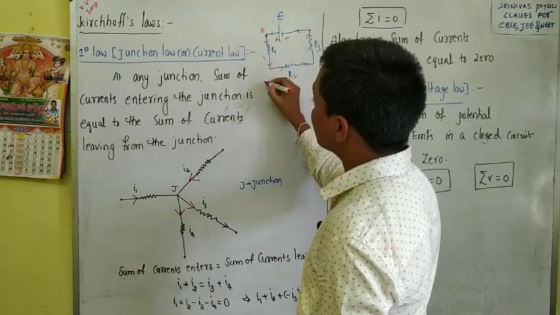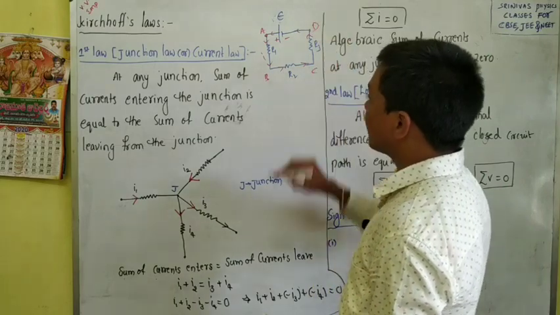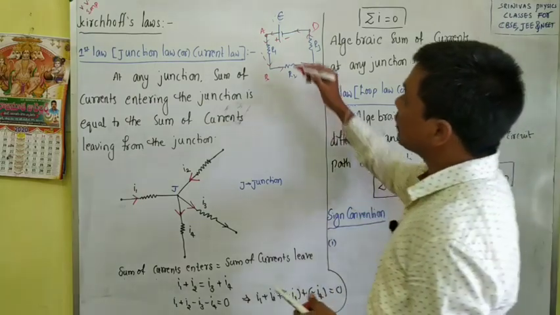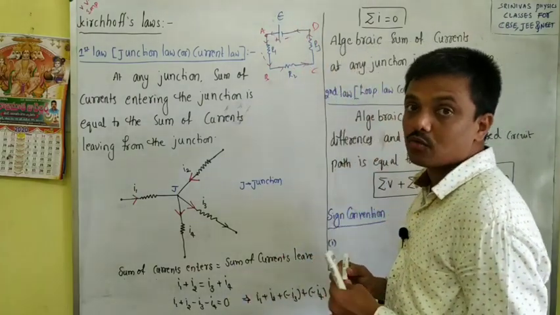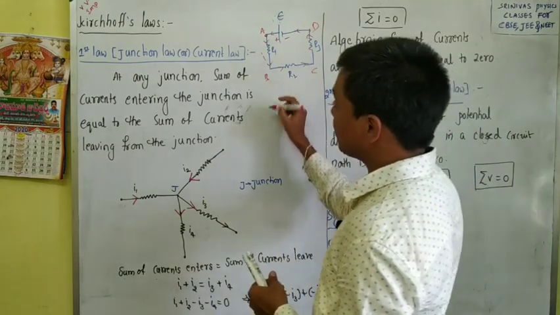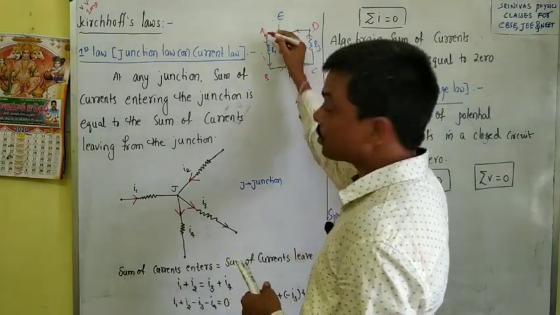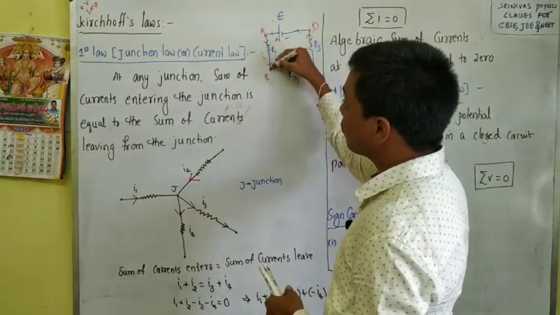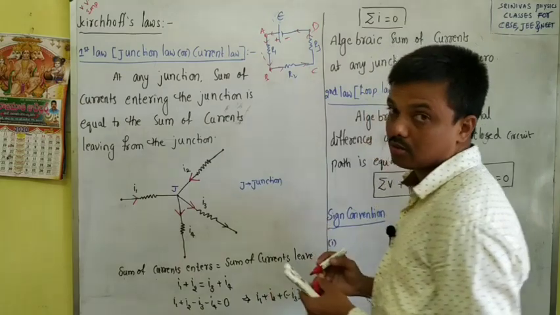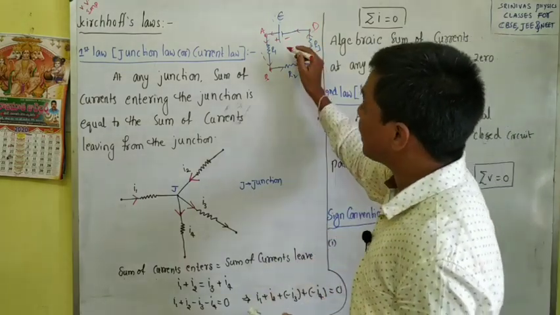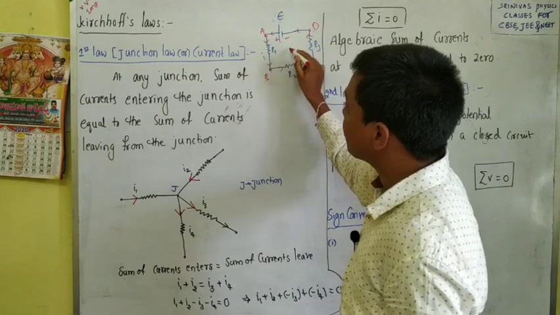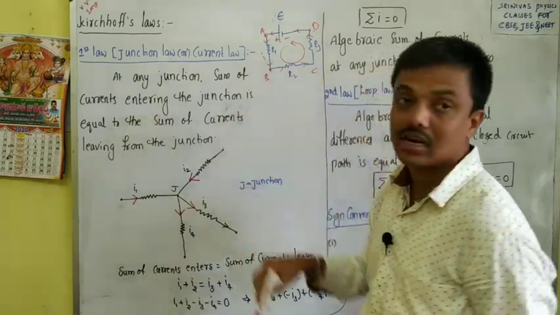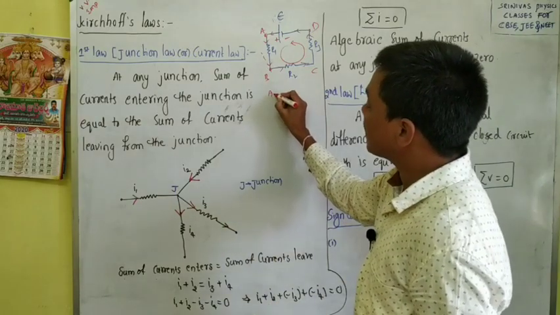For example, this is A, this is B, C, D. Current flows from A to B, next B to C, C to D, right? We know that current flows from high potential to low potential. That means at point A the potential is more, at point B the potential is less. You have to remember that. I may select the path like this: in the closed path you may travel from A to B, B to C, C to D, D to A. Like this we can select the path. The first path we can take is one closed path.